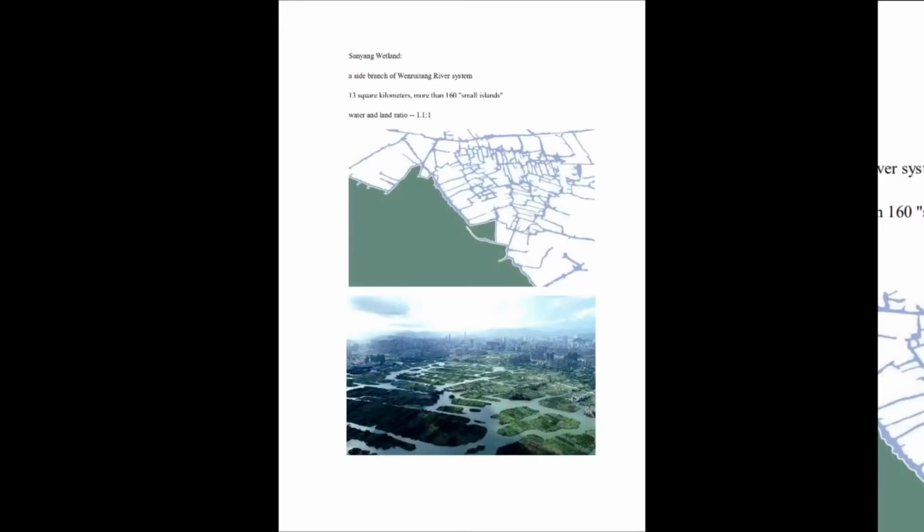As you can see in this picture, Zheng wetland is a side branch of Wenruitang river system. Part of the Wenruitang river flows into the Zheng wetland, nurturing a total wetland area of 13 square kilometers. The rivers in the wetland are intertwined vertically and horizontally, forming more than 116 small islands of various sizes and shapes, with a water area and land ratio of 1.1 to 1.